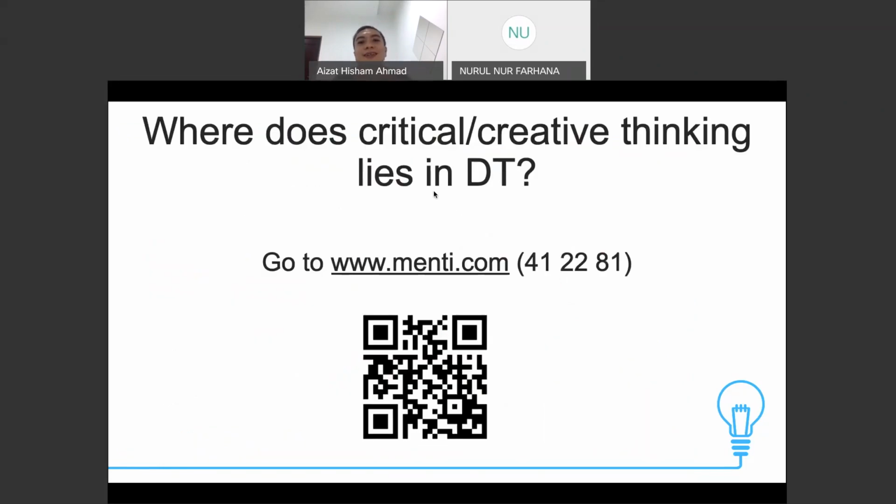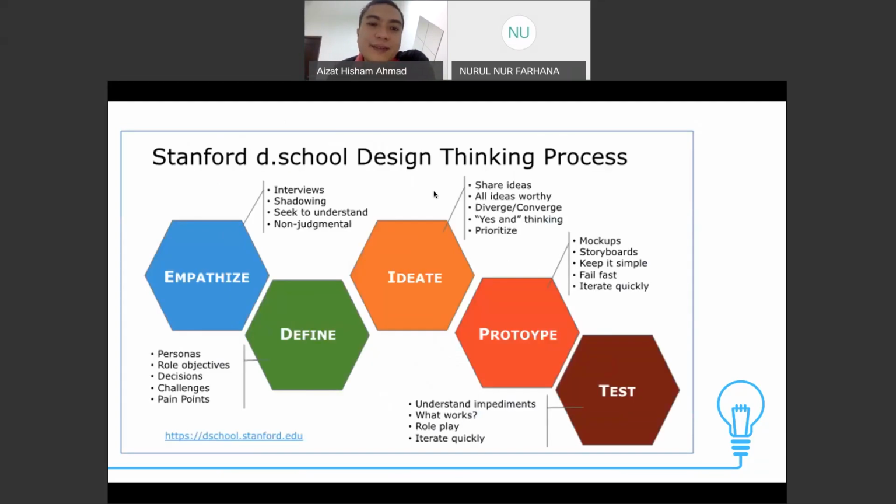Okay, so let's do another round of quiz. This time, everyone get ready. Don't type in the code yet because I have not activated. Where does critical and creative thinking lie in DT? What we're going to do is look at these five phases. In each of the five phases, there might be a critical thinking element or a creative thinking element.